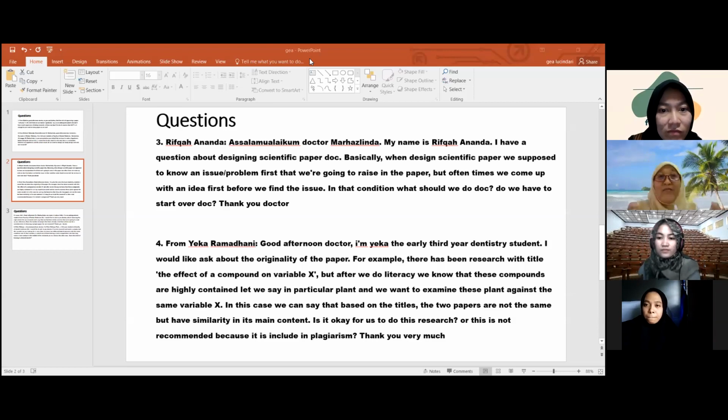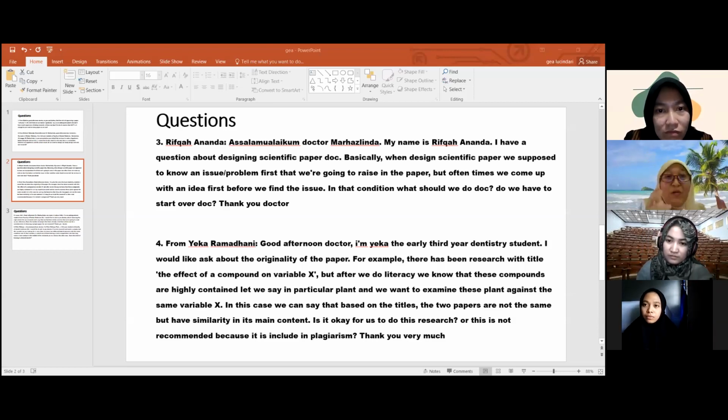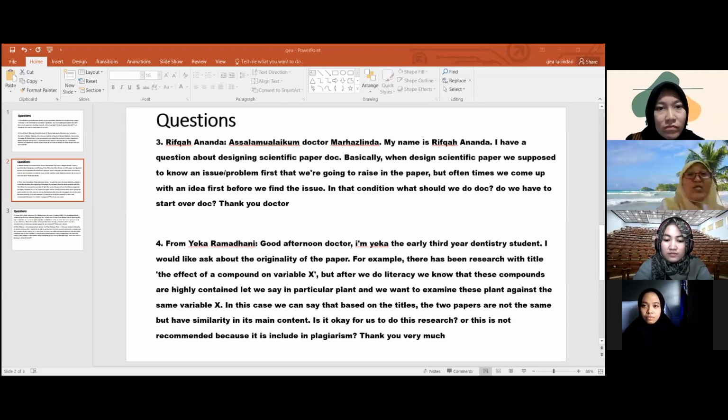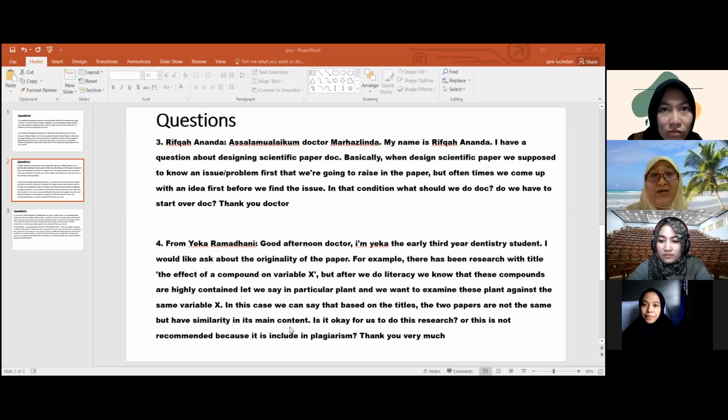So meaning that you have to know to identify what is the problem, because from the problem you will ask the question. From the research question you will have the objective. From the objective you conduct the study. Kalau you dapat idea saja, macam mana you nak start research before you know what is the issue that you want to settle?